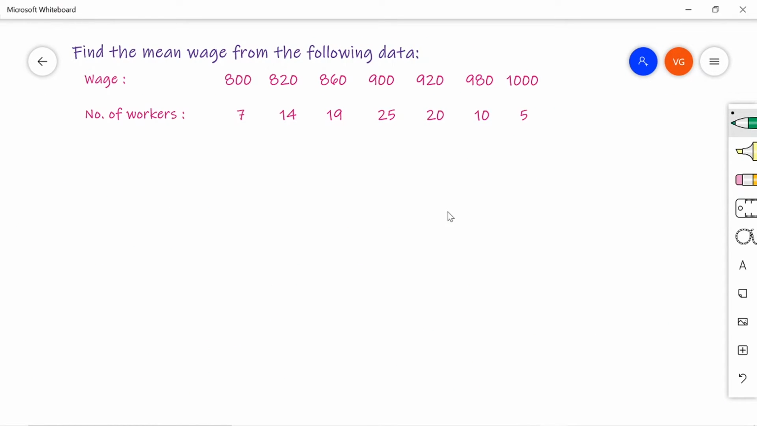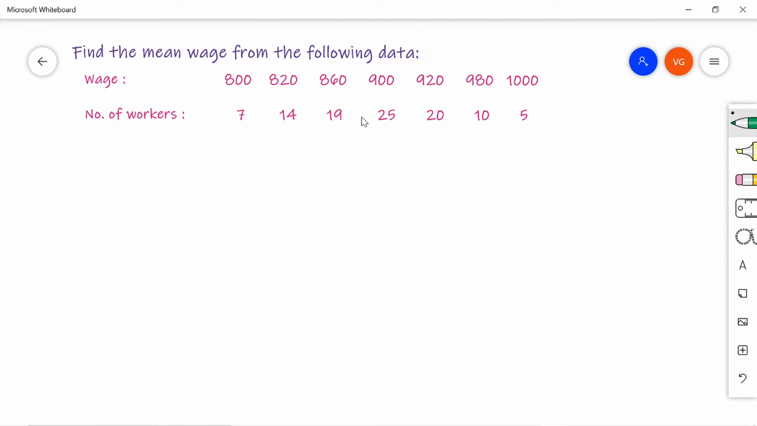Now I am going to explain one problem for calculating the mean using all the three methods. Then you will get clarity to understand all the three methods. So let us consider this problem. Find the mean wage from the following data. They have given different wages and the number of workers, which is nothing but the frequency of the wages. That means 800 rupees wage is taken by 7 workers. So 820 rupees wage is taken by 14 people, right? So like this. Let us construct using the direct method.